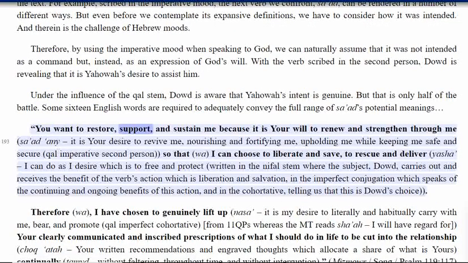You want to restore, support, and sustain me because it is your will to renew and strengthen through me, sa'ad eni, it is your desire to revive me, nourishing and fortifying me, upholding me while keeping me safe and secure, kal imperative second person, so that, wa, I can choose to liberate and save, to rescue and deliver, yasha, I can do as I desire which is to free and protect, written in the nifal stem where the subject, Dowd, carries out and receives the benefit of the verb's action which is liberation and salvation, in the imperfect conjugation which speaks of the continuing and ongoing benefits of this action, and in the cohortative, telling us that this is Dowd's choice.